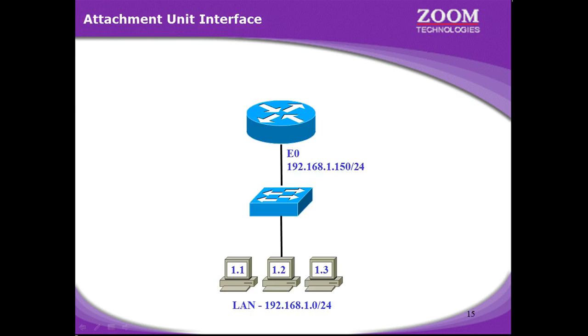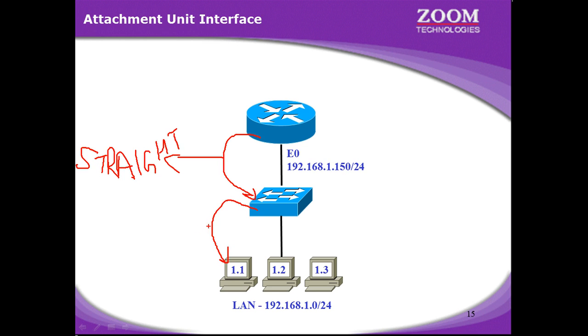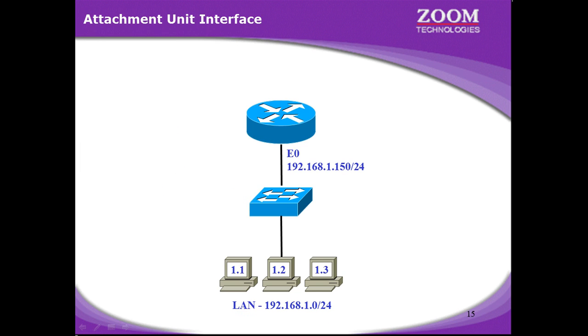Now understand here, if your router is connected with the switch, then it needs a straight cable. If your PC is connected with the switch also, this also needs a straight cable. And whatever your LAN IP is, the router's Ethernet interface that is connected to you should have an IP that belongs to the same class. They all should belong to the same class.